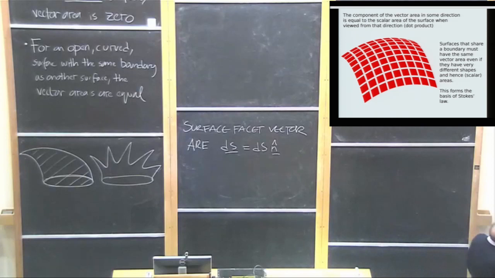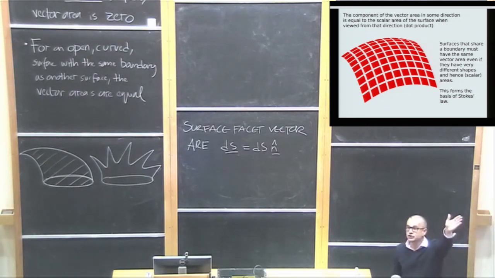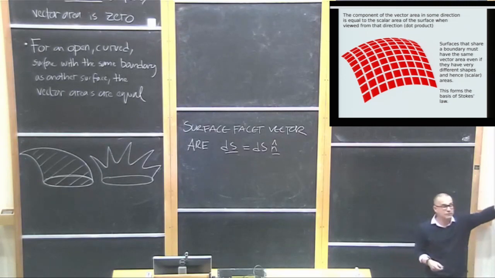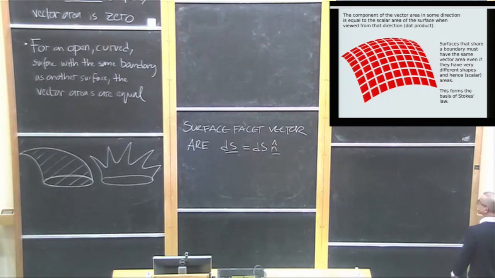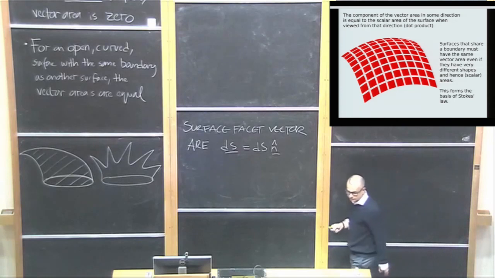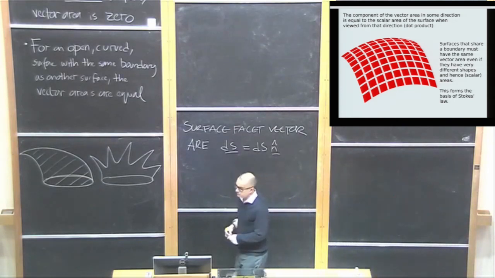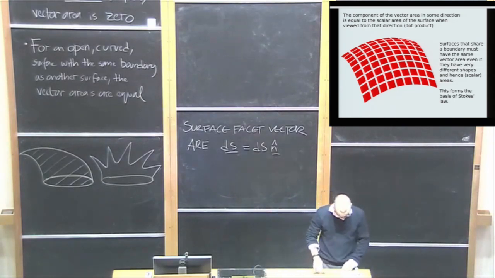Stokes' law. As I've already said, the component of the vector area in any direction is equal to the scalar area of the surface when viewed from that direction. In other words, you take the vector area of your surface and dot product it with any direction you want, and that tells you the projected area in that direction. Surfaces that share the same boundary have the same vector area, even if they have very different shapes and hence different scalar areas, and this forms the basis of Stokes' law, as I mentioned.